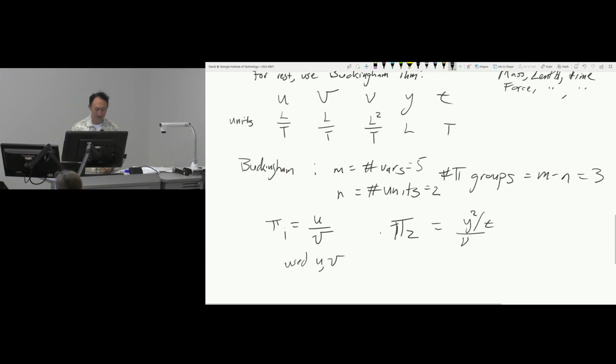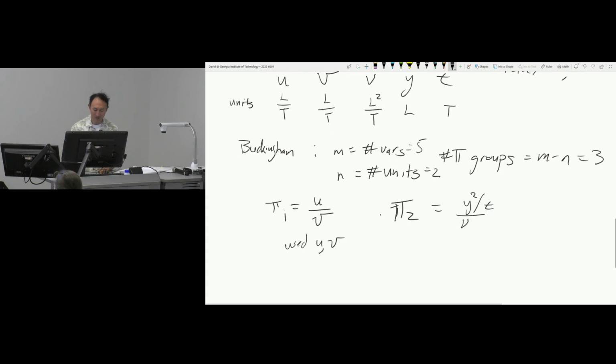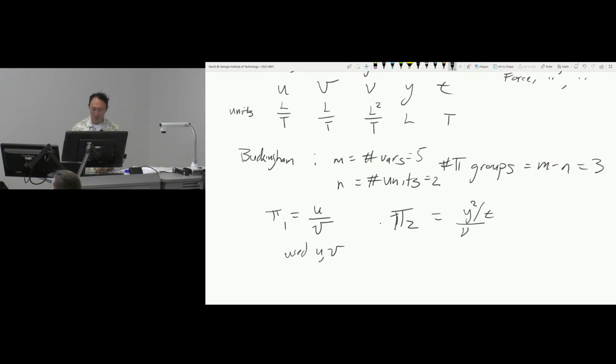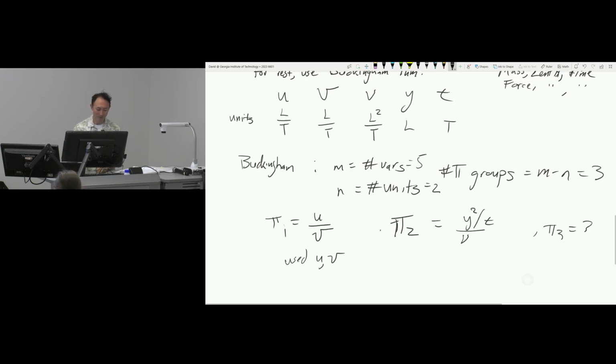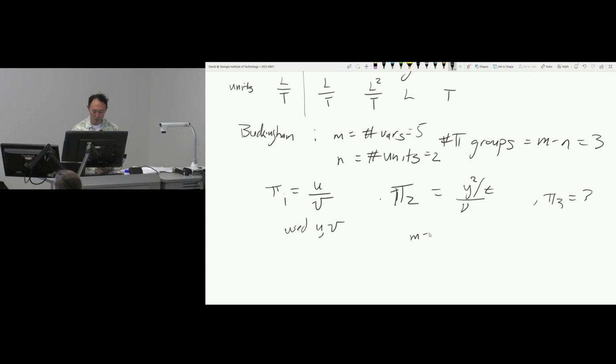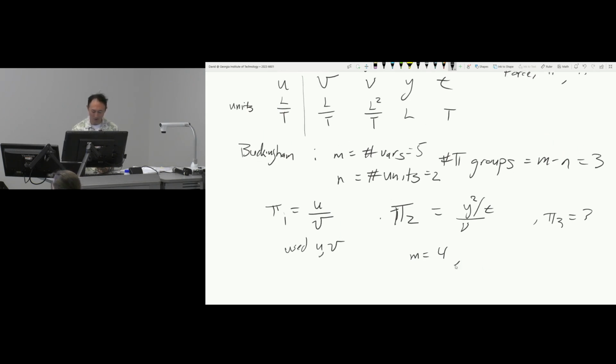If you're looking for a third group, it's not possible because you've used all the variables already. The reason is that u and v already had the same units in the first place. So in some ways, let's say m was equal to 4, and n was equal to 3, because you had two things at the same number. So that's why we had 5 and 4 and 2.